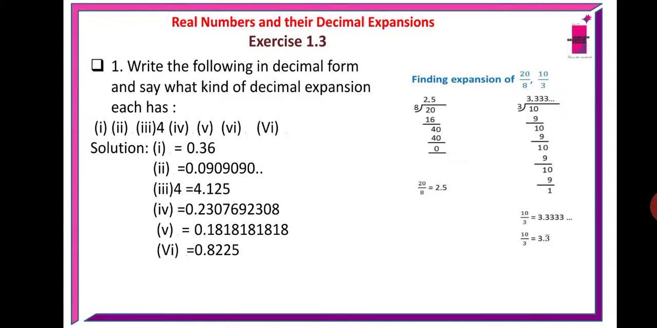Based on this concept, we have some exercise 1.3. Write the following in decimal form and say what kind of decimal expansion each has. The first one is 0.36. When you see 0.36, it is a terminating decimal. The next one is 0.090909. This is a non-terminating decimal. This is a terminating decimal. The other one is non-terminating decimal. The next one also non-terminating decimal. And the last one is a terminating decimal. You can check with the division method, the expansion and all.